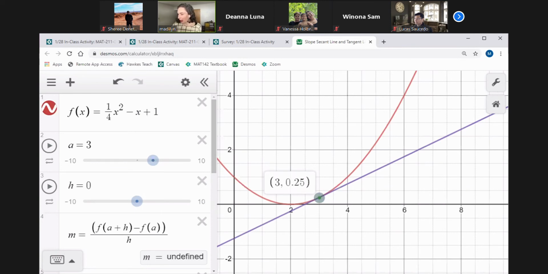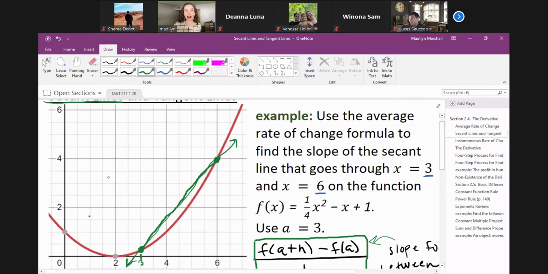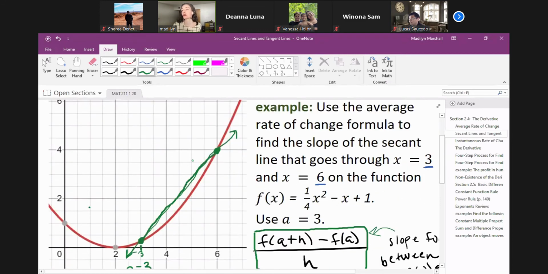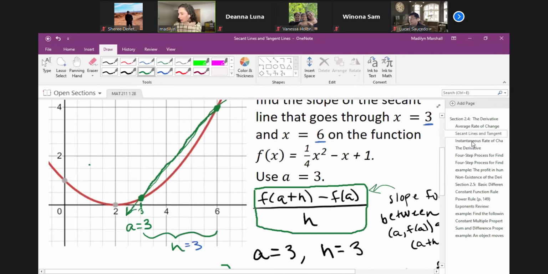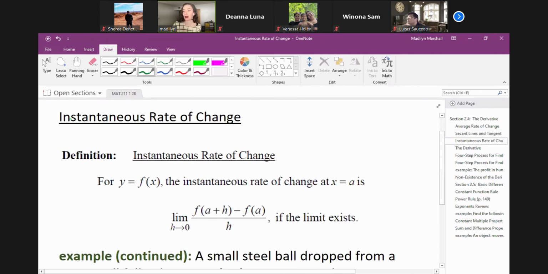So let's go back here. So we've been talking about average rate of change and the slope between secant lines. But what we want to know is about instantaneous rate of change. So rate of change at one very instant, not over some stretch of time. And this is that limit.